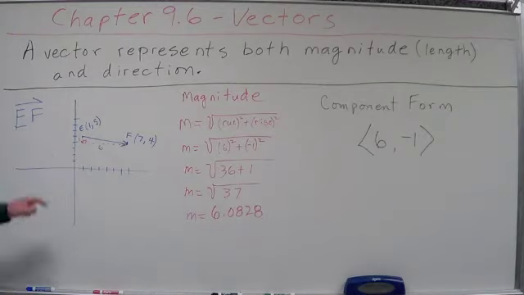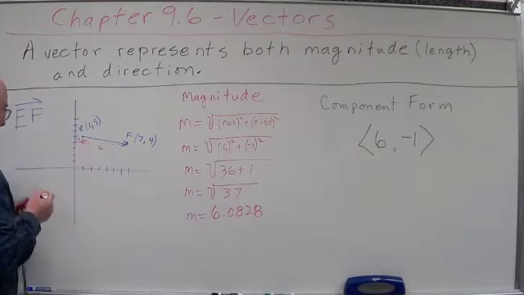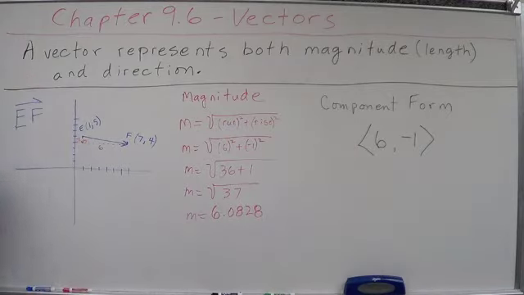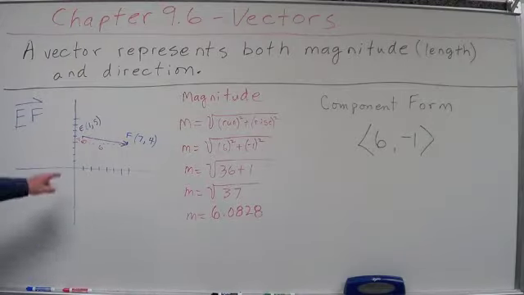What is the rise? The rise is -1. Why? Because we're going down 1. That's a negative direction. So we went down, we went -1, a negative y direction of 1. What was our run? Our run was 6. We went a positive x direction of 6.